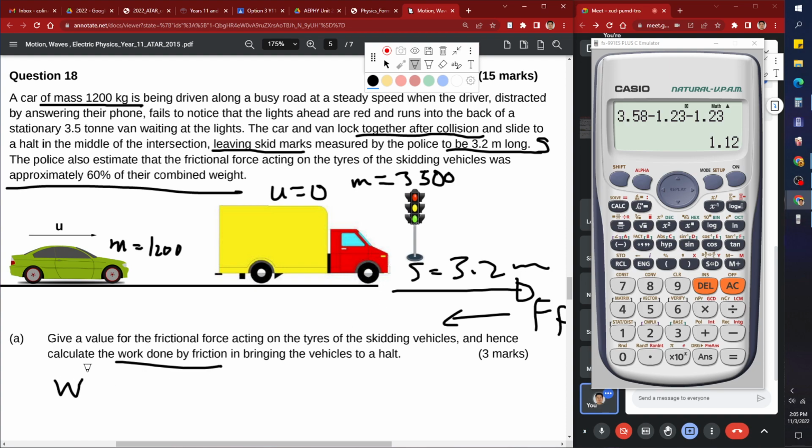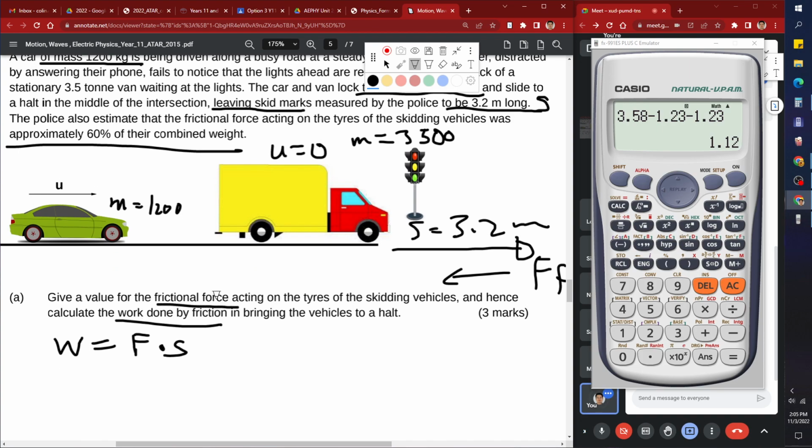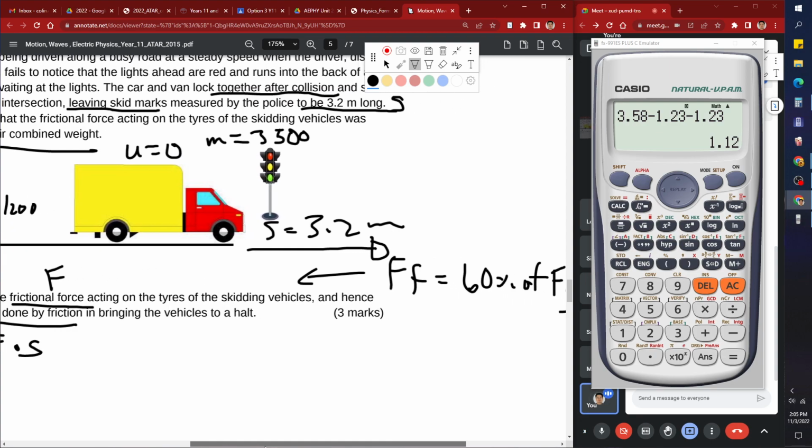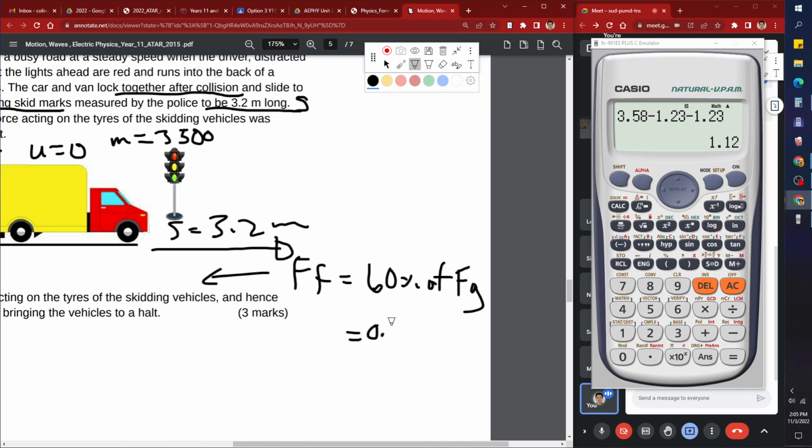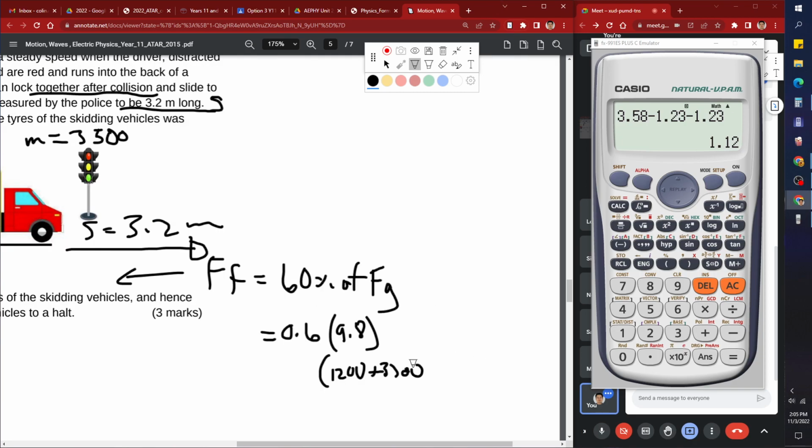So work is energy. Work energy is a force times a distance that the force was applied over. Our force in this situation is the frictional force, and the frictional force is 60% of the weight force. So let's calculate that out. 0.6 times 9.8 times the combination of those two, which is 1,200 plus 3,200, times the weight force. So 9.8 times 4,400 times 60%. Whoops, that's not 60%. Okay, so it's 25,872.